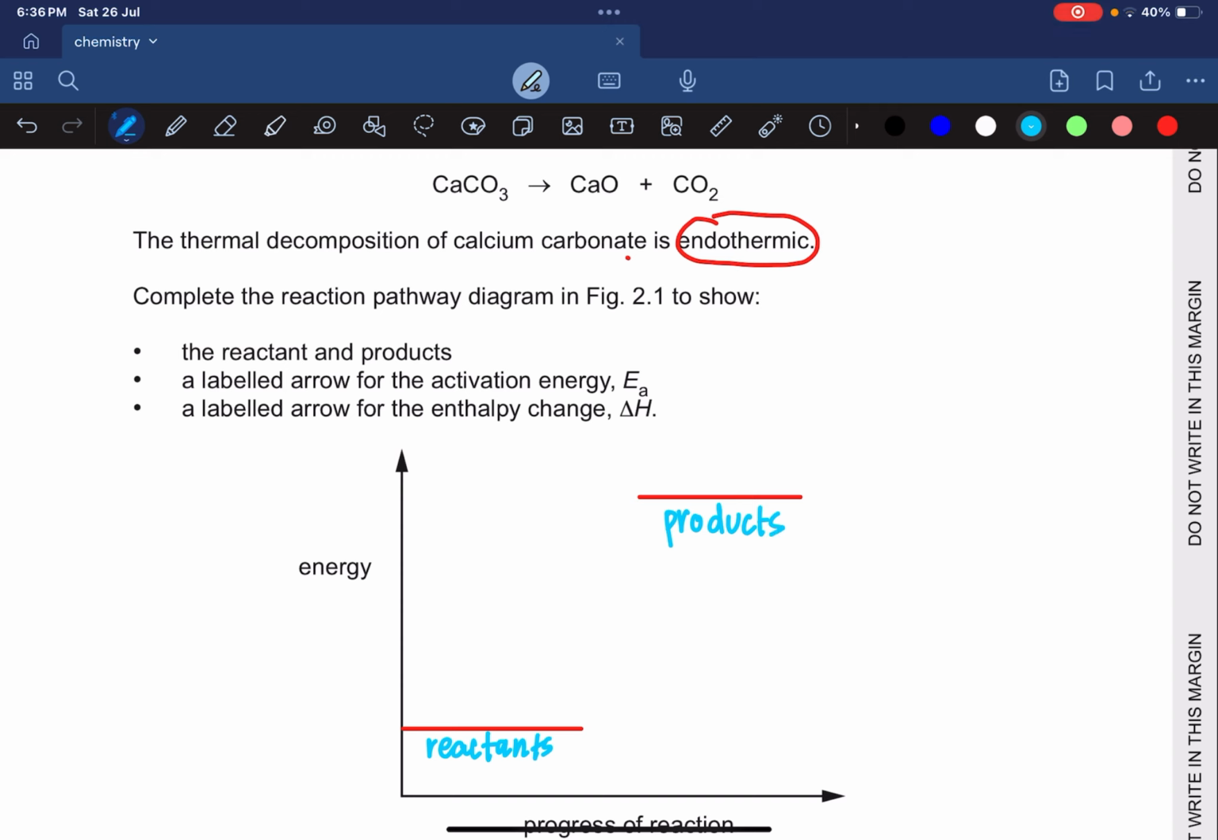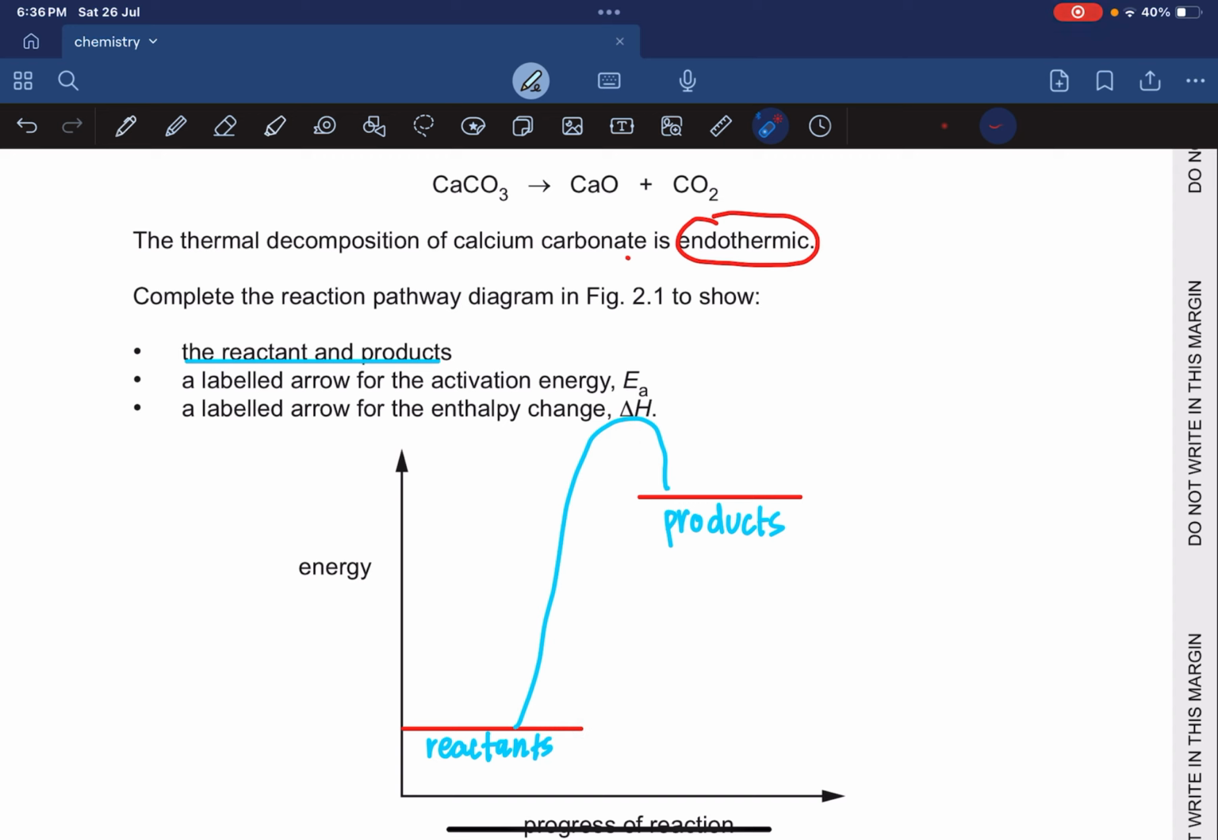Now we had to label the reactants and the products, and a labeled arrow for the activation energy. Okay, activation energy. First you draw something like this. That's called the energy hump, this one right here. And secondly, activation energy is always from the reactants to the top of your energy hump.